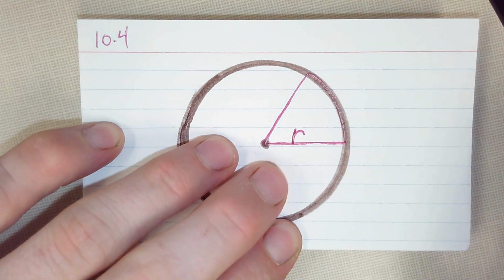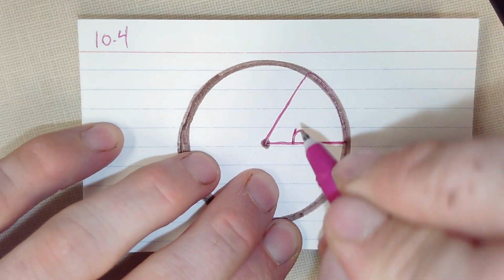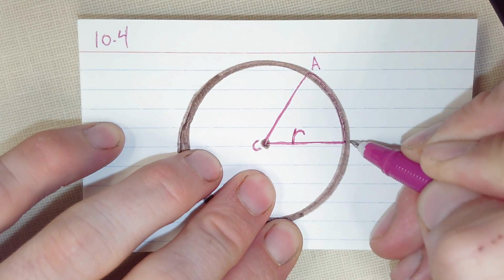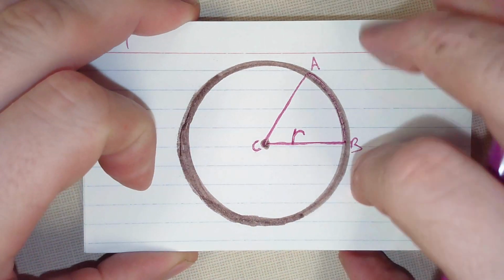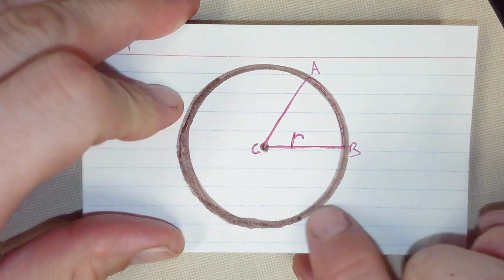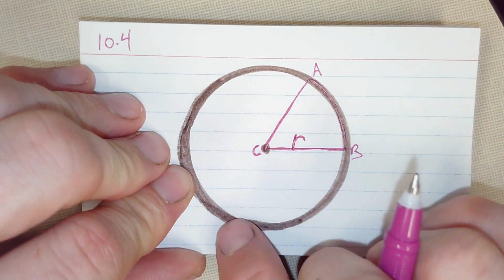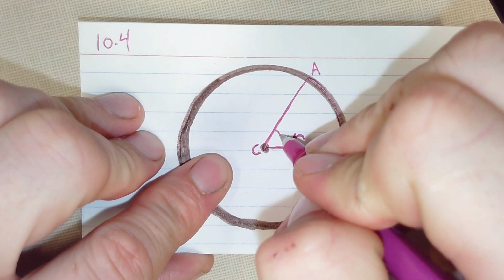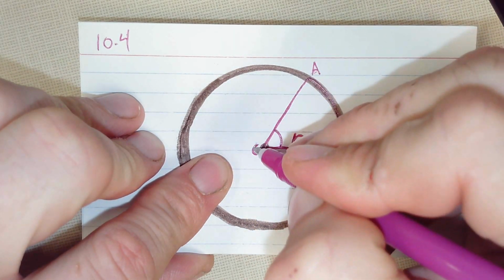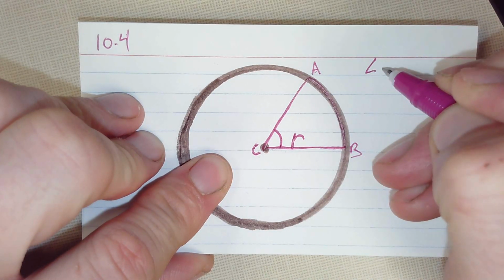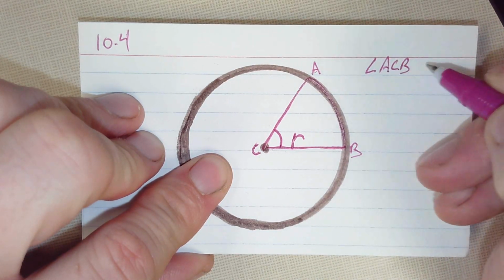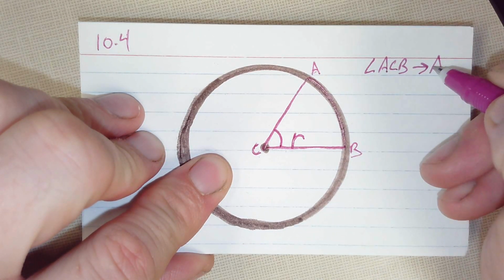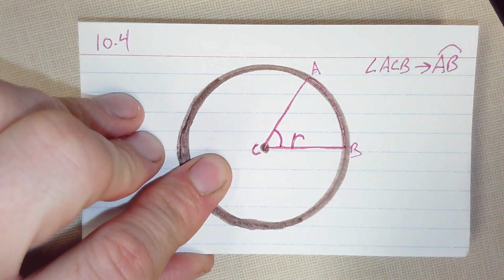Actually, it defines two arcs, right? Say this is C, and this is A, and this is B. There's two arcs associated with this. There's a minor arc and a major arc, and we differentiate between the two. So this is our minor arc. There's angle ACB, and that corresponds with arc AB. That's the minor arc.